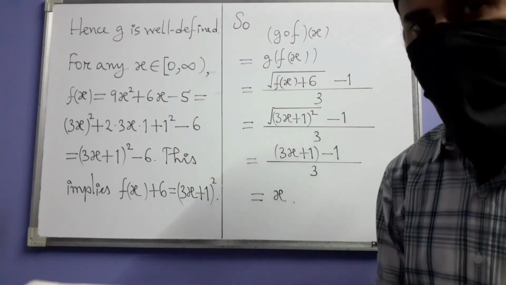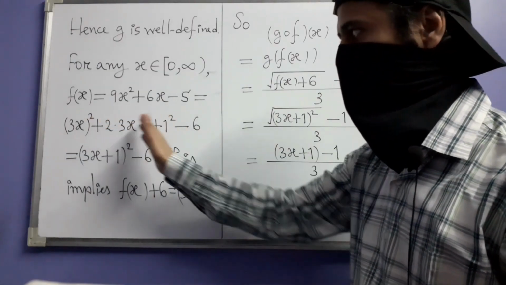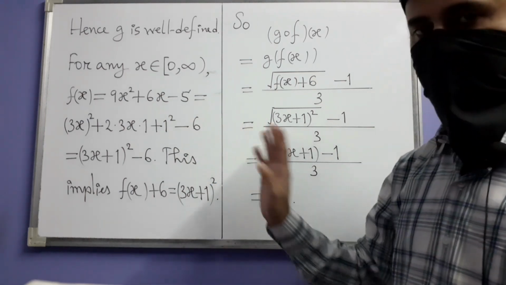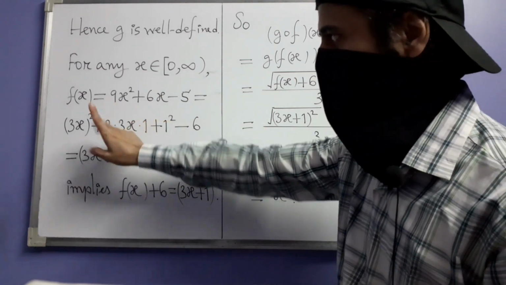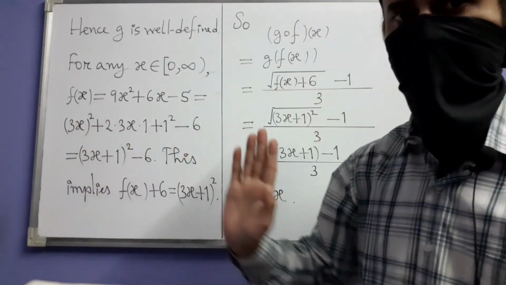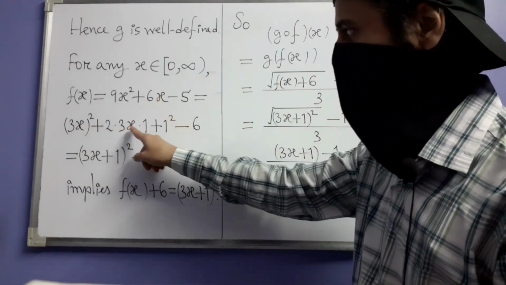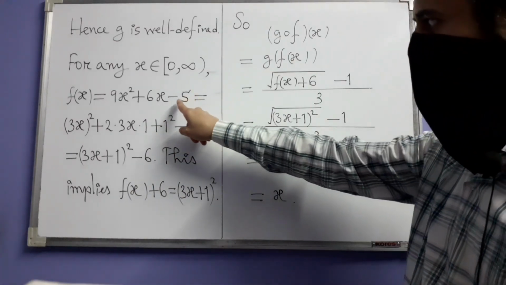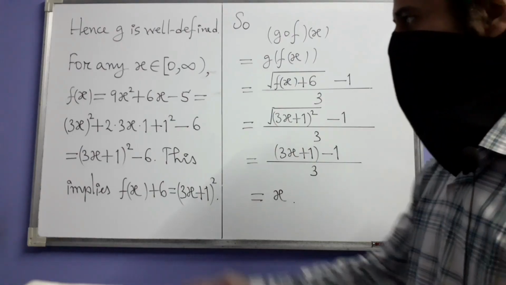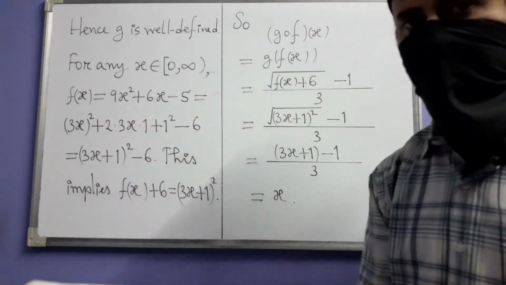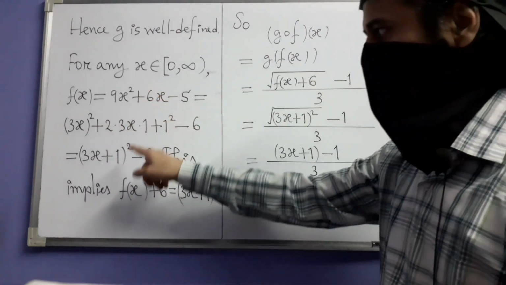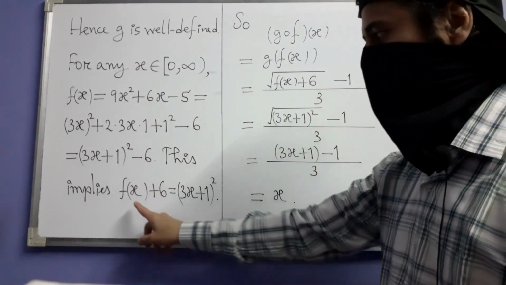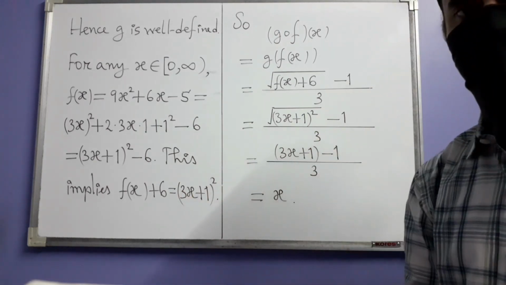So you already know what we are doing here. We are completing the square by gathering those terms that would give us a perfect square and then adjusting for the rest. Already we have 9x square here, so this is the square of 3x plus 2 times 3x times 1 plus 1 square. This 1 square is extra, so now minus 5 will become minus 6, and this part becomes the square of 3x plus 1. So f of x equals 3x plus 1 whole squared minus 6, and that implies f of x plus 6 equals the square of 3x plus 1.